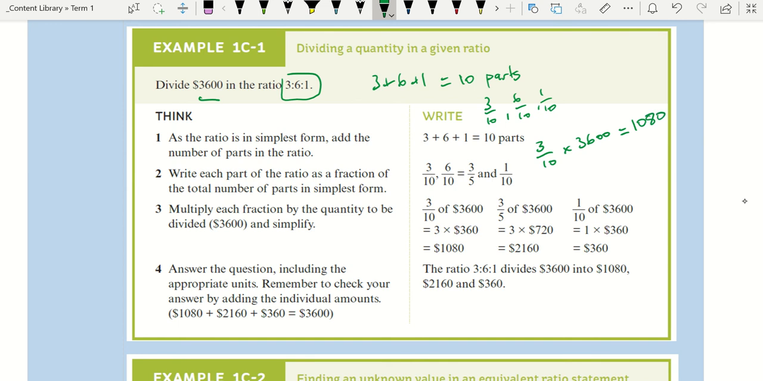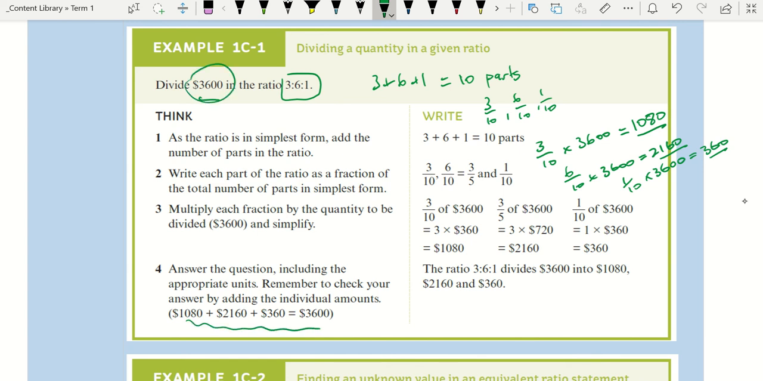If we do the next one, 6/10 times 3,600, that should give us 2,160. And if I'm looking at 1/10, well, that's going to be easy, isn't it? It's going to be $360. Now you do need to check. So does 1,080 plus 2,160 plus 360 all equal 3,600? So that's your final check.